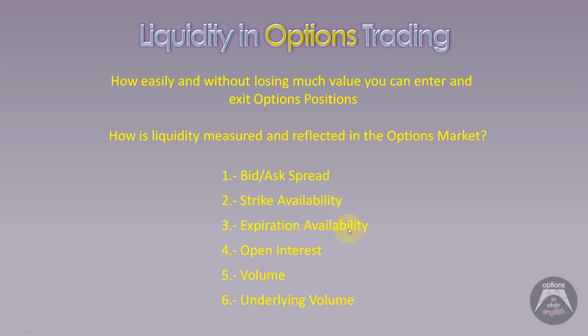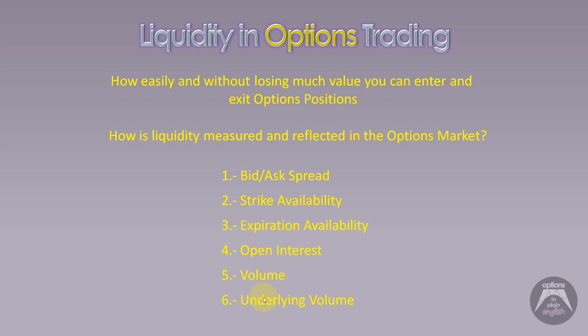Expiration availability means how many expirations are available for that particular underlying. Do you have weekly options? Do you have quarterly options, for example? Open interest is how many contracts have been traded and how many are out there in the market. Volume is how many option contracts have been traded today. And underlying volume is how many shares have been traded in terms of the underlying. Or if we're referring to futures contracts, for example, how many futures contracts. It depends on what type of underlying you have.